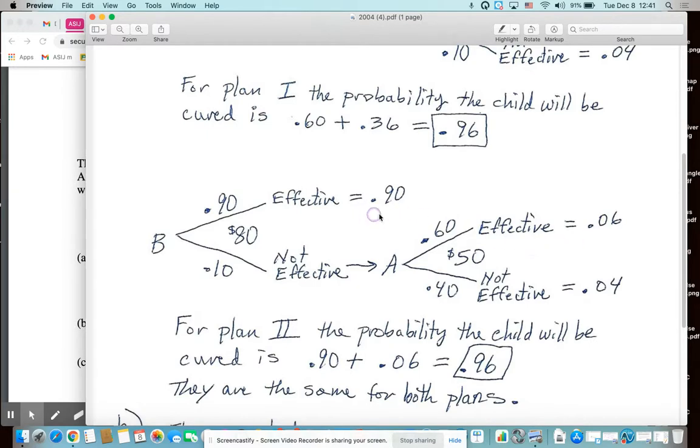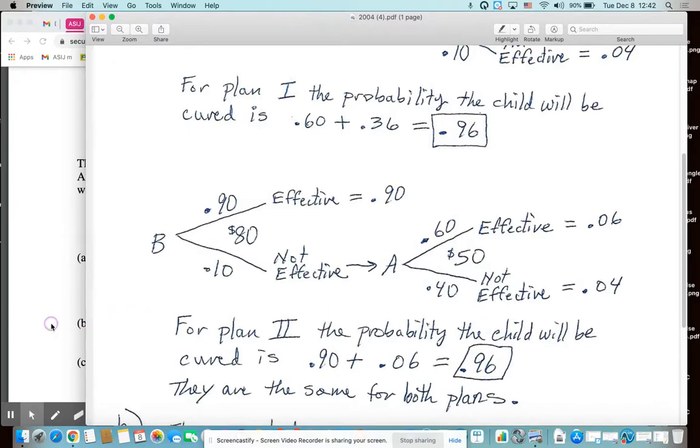And again, I'm just looking at what's effective. Well, there's a 90% chance it was effective here. There's a 6% chance it was effective here after going through B. And then you add those together to get your total probability. Obviously, they're the same. In your mind, it should make sense that whether you take A first and B second, or vice versa, it should work out to the same probability. Well, it does. There's a 96% chance that we're going to cure a kid using both of these medicines.